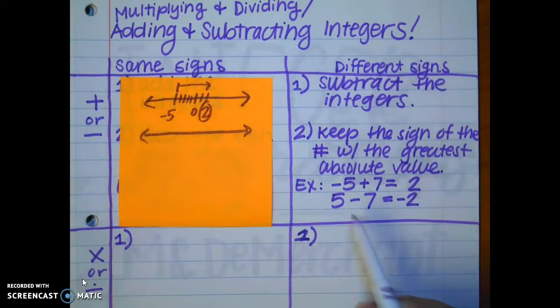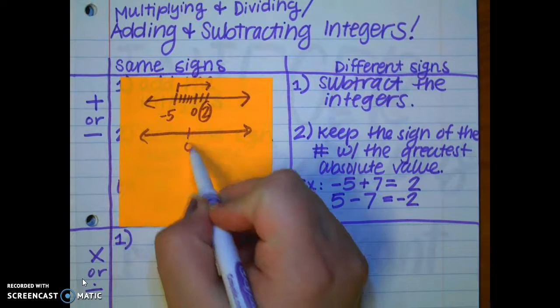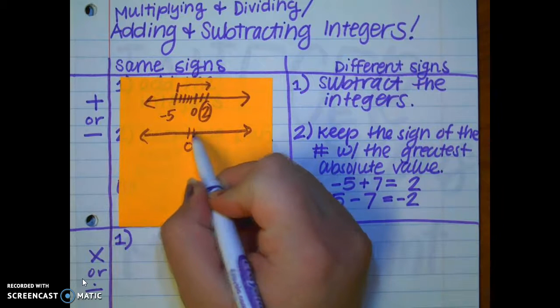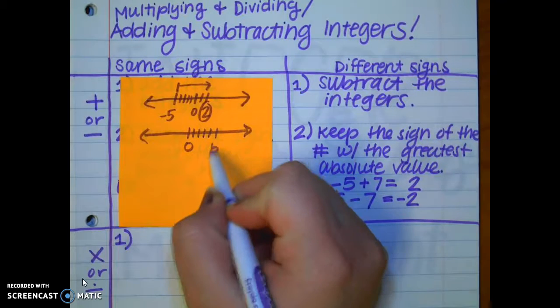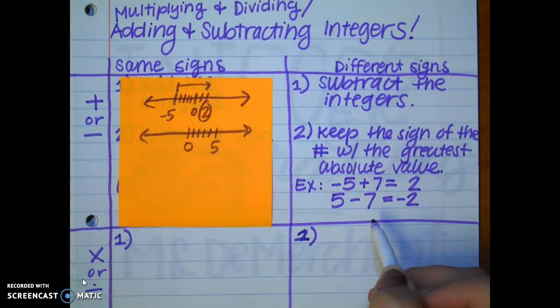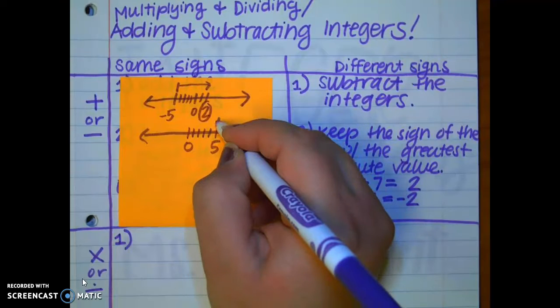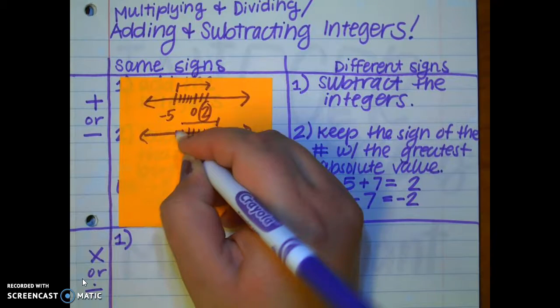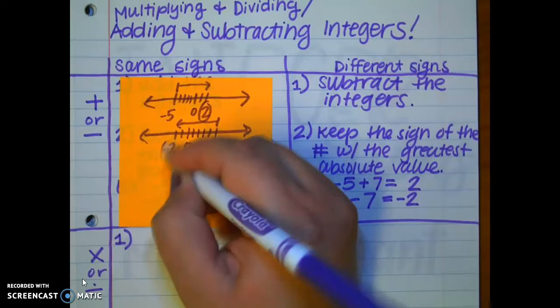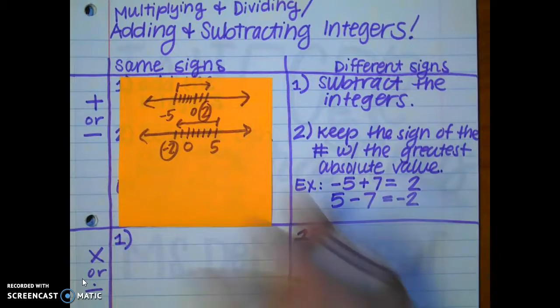All right, now let's do this one. Here's 0. We start at 5. All right, now we're subtracting 7. We're going to the left 7, and we're going to end up at -2. It just makes sense, right?